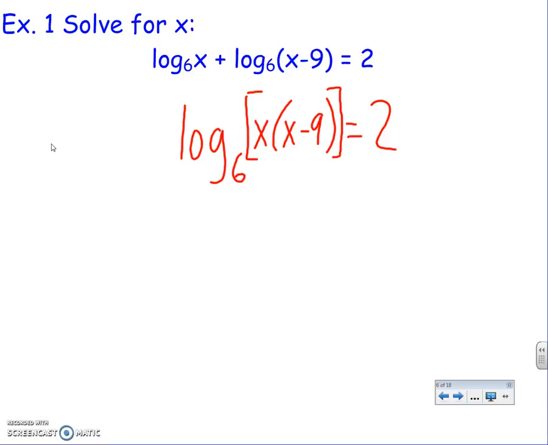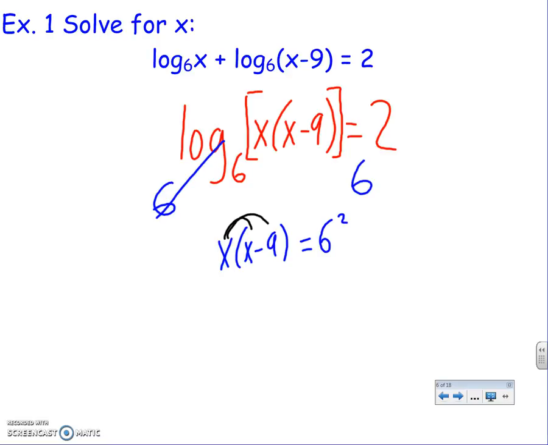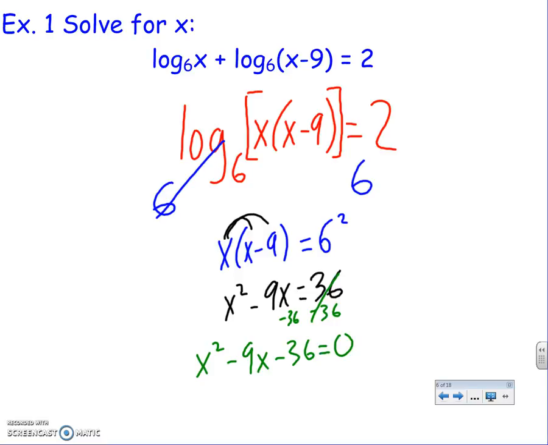Now it's one thing I can finally exponentiate by putting 6 to the base. Those cancel. This left side is just the inside part. The right side is 6 squared. Now I just do math. I distribute this. So x squared minus 9x equals 6 squared, which is 36. The quadratic's not disappearing, meaning I've got to do the quadratic formula. Do standard form by bringing everything to one side. So x squared minus 9x minus 36 equals 0, then do the quadratic formula.